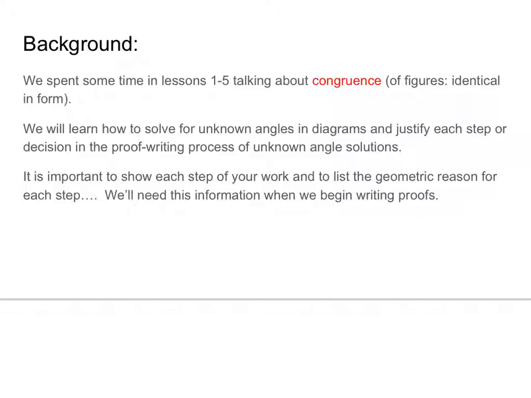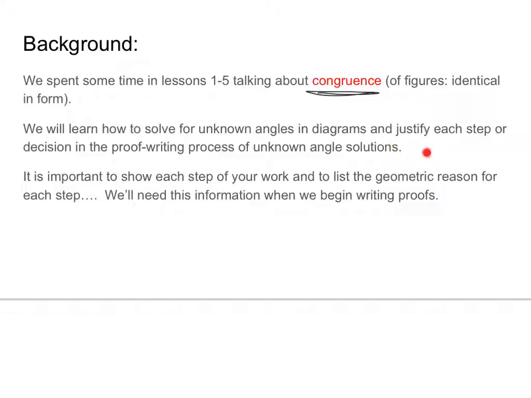So, first of all, when we are solving for unknown angles, I want to do a little bit of background first, what we've been doing for the past 5 lessons. We've talked a lot about congruence. The definition of congruence: if we have figures that are congruent, that means that they're identical in form. We're going to learn how to solve for unknown angles in diagrams and justify each step or decision in the proofwriting process of unknown angle solutions.